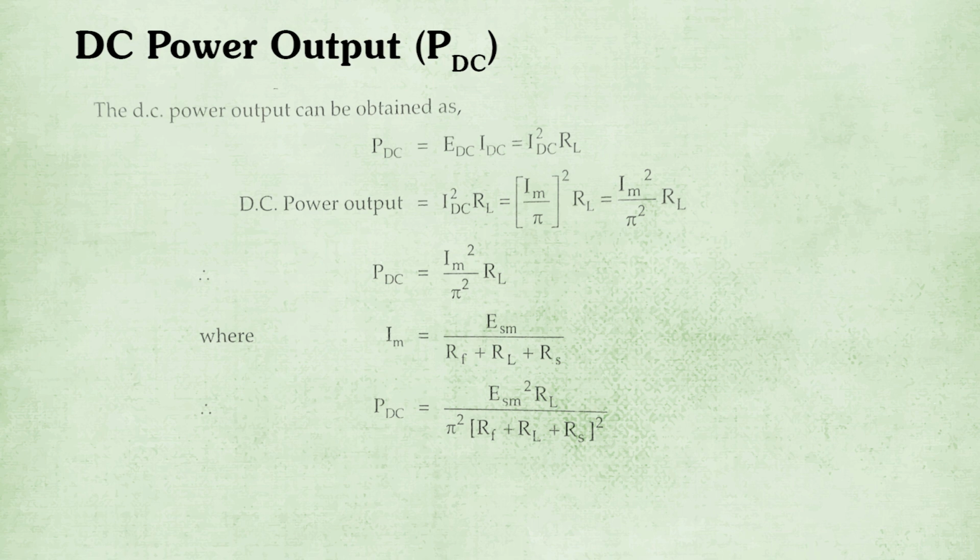So, here the multiplication of average voltage and average current is used. From that we can find the DC output power, or we can also use the formula I square DC into RL. As we know, we have found IDC is equal to Im upon pi. So, Im upon pi the whole square into RL, and it will be Im square upon pi square into RL. Here Im is equal to ESM upon Rf plus RL plus Rs. The final value for PDC will be equal to ESM square into RL divided by pi square multiplied by Rf plus RL plus Rs the whole square.